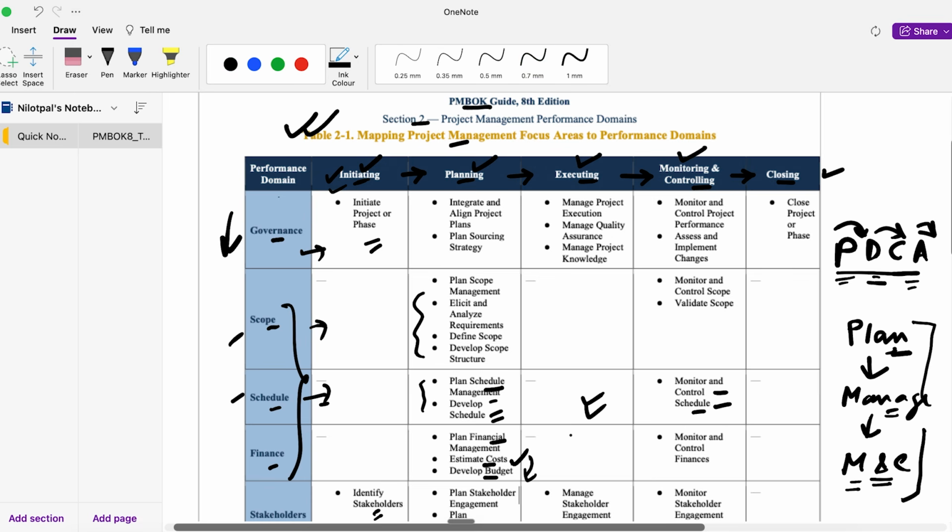As part of this plan, manage, and monitor and control, yes, you plan your finances, you manage it, which is you estimate your costs and develop the budget, and then again you monitor and control. So this is quite easy as well. Schedule and finance both fall in the same theme: you plan schedule, plan finance, manage schedule, manage finance, and monitor and control it. Quite easy to remember as well, right?